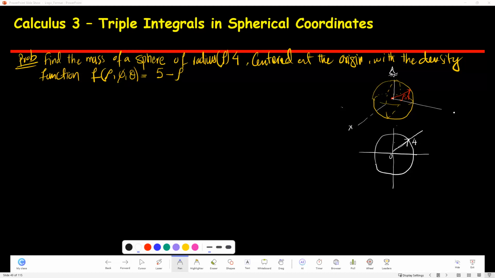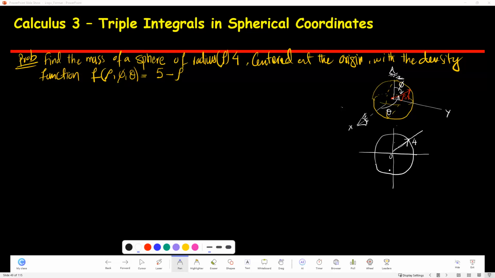So this is my x-axis, this is my y-axis, this is my z-axis. Maybe I can see over here as well. If I see from the top, I can see theta, right? This is my theta. And if I see from this side, from x, I'm going to see this is my phi.